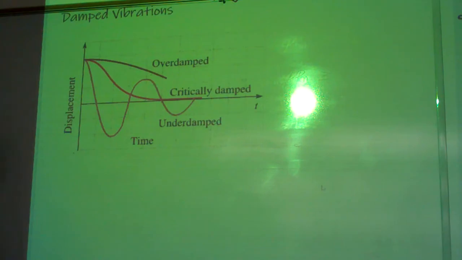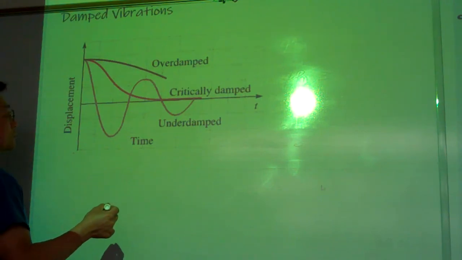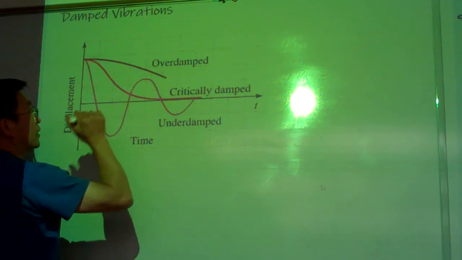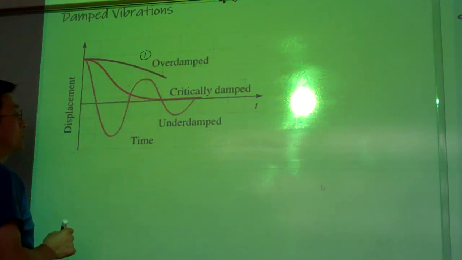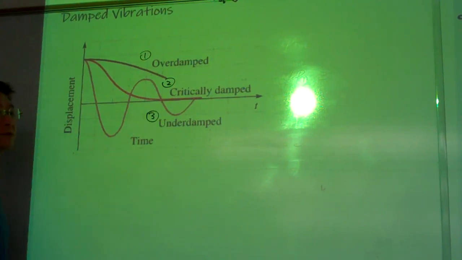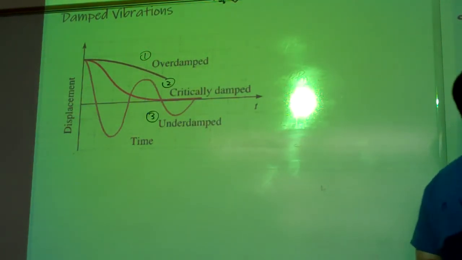Okay, so here we have this page. Basically, we have three categories of vibrations. One is called the underdamped. This is the overdamped vibration. This is a quickly damped vibration, the underdamped vibrations. Okay, so we have such three categories.